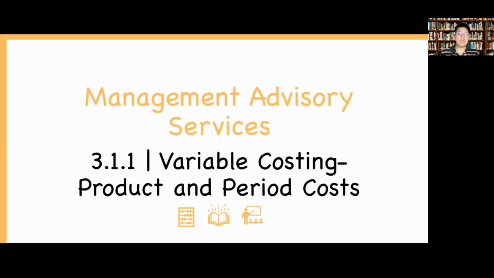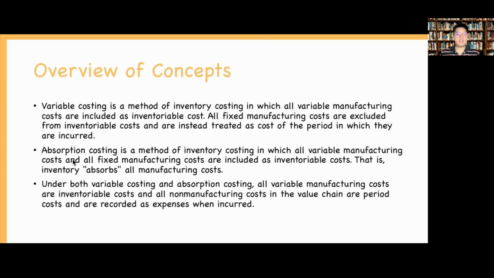Hello everyone. In this lecture video, we will be going to talk about variable costing, in particular the product and the period cost. Variable costing is a method of inventory costing in which all variable manufacturing costs are included as inventoriable costs. All fixed manufacturing costs are excluded, meaning to say, when we are talking about variable manufacturing costs, these are the capitalizable costs, and all fixed manufacturing costs are all considered to be an outright expense.